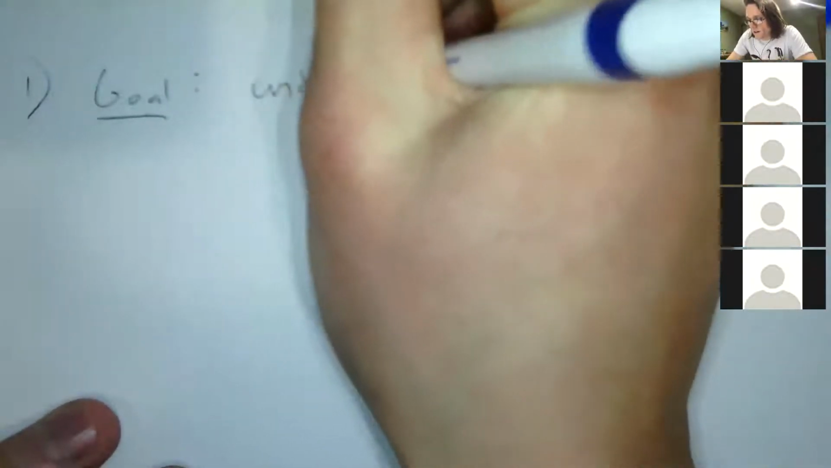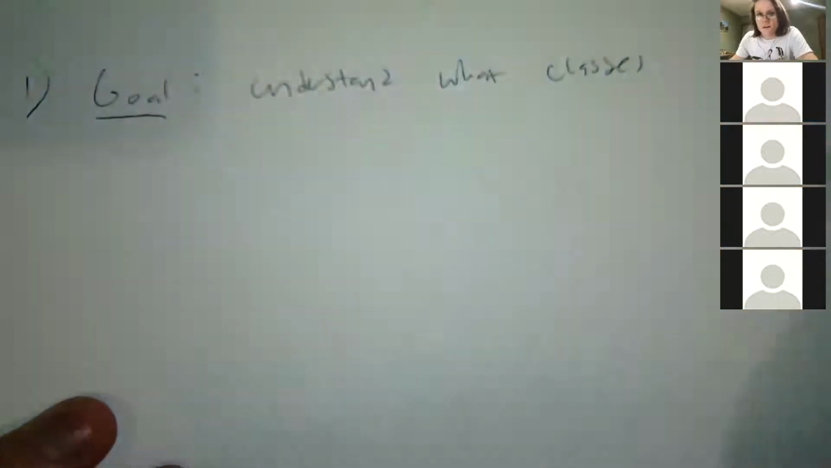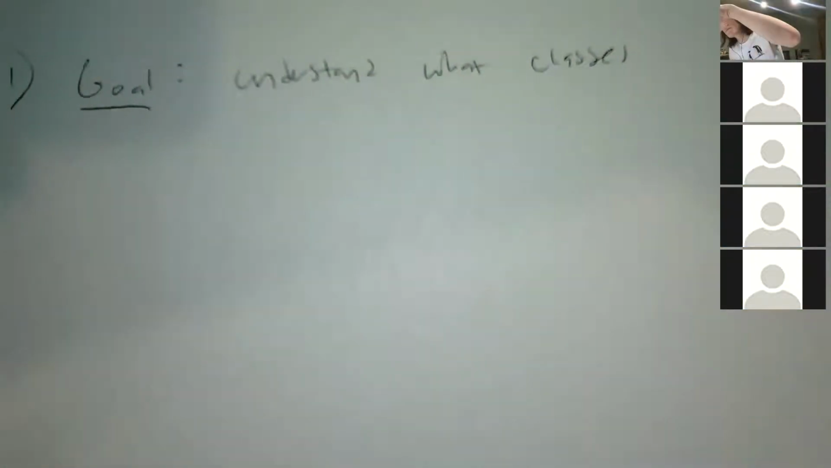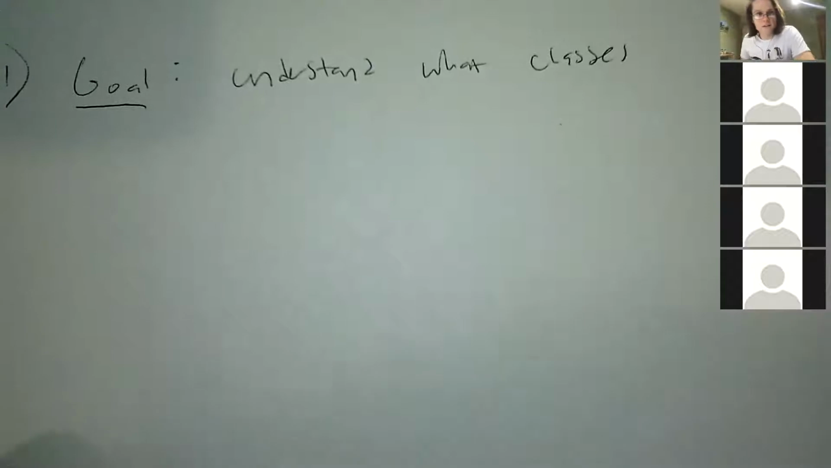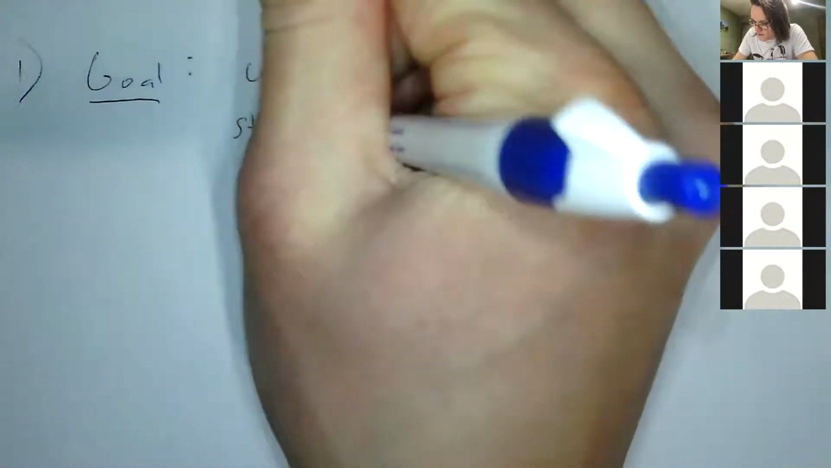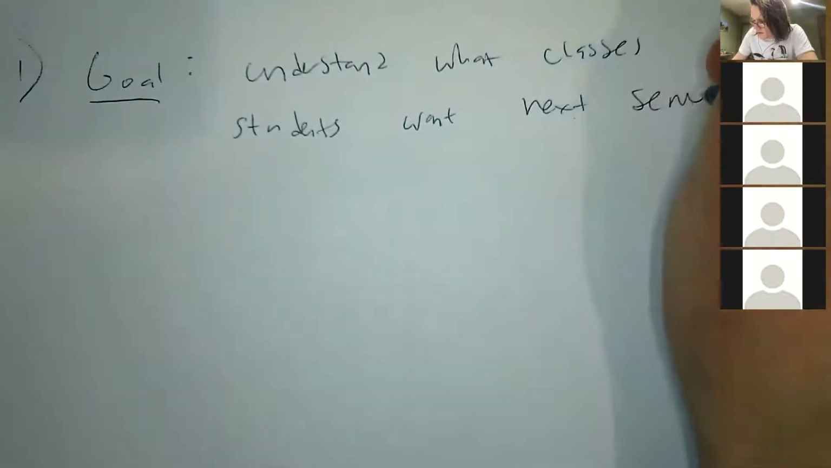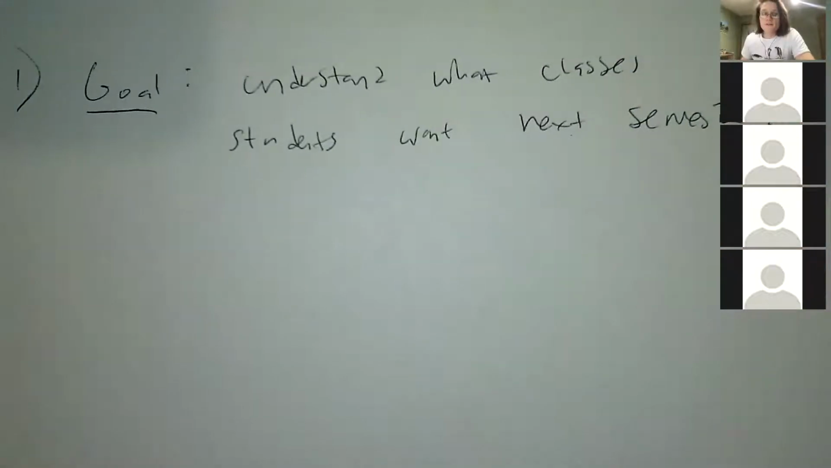So we just want to poll students, right? And we want to see what classes they're going to take. So the goal, we want to understand what classes students want. It still looks blurry. I'm sorry, let me try this again. There we go, that seems better. Goal: understand what classes students want next semester. All right, so that's our goal.